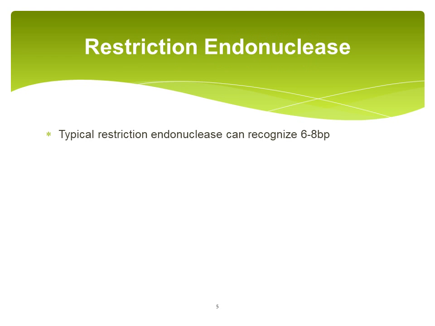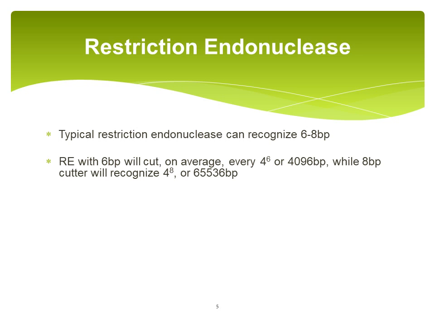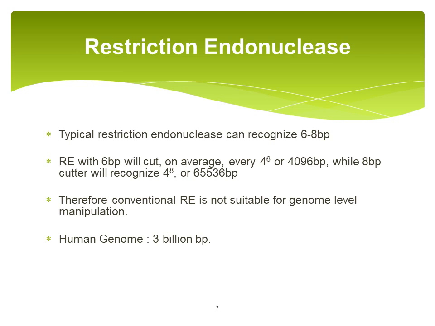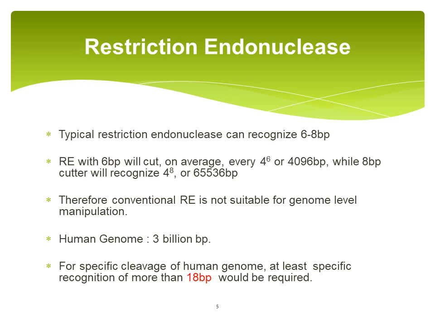The main reason for this limitation is the use of restriction enzymes. A restriction enzyme has a recognition site of 6 to 8 base pairs. This leads to cutting of the genome about every 4 to 50 to 65 kb. So genome manipulation is not feasible for complicated genomes such as the human genome. We need a restriction enzyme with an 18 base pair recognition site for manipulating such a large genome.